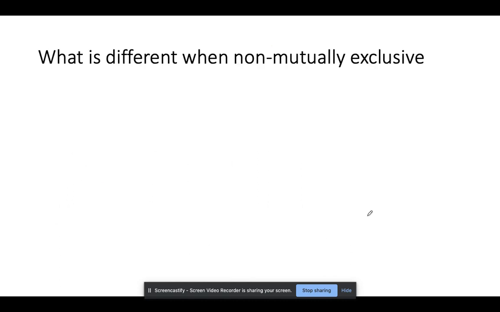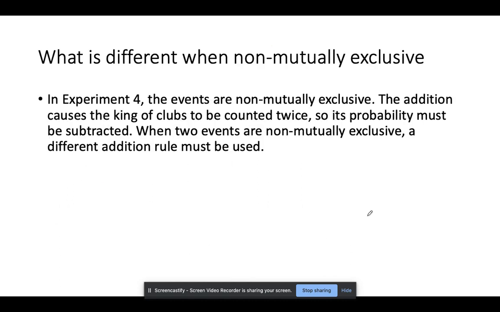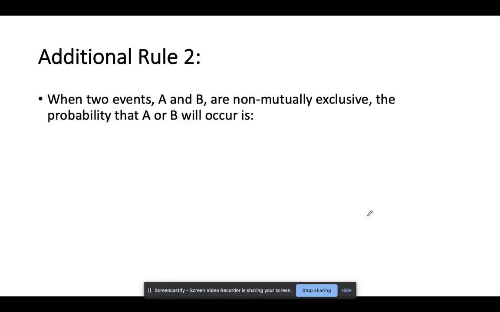Okay, so non-mutually exclusive. What was the difference? We counted it twice. And that's the thing to remember, is that you're going to have to take something away. When two events can occur at the same time, you're going to have some overlap, and we have to subtract that overlap out. So the formula looks something like this.